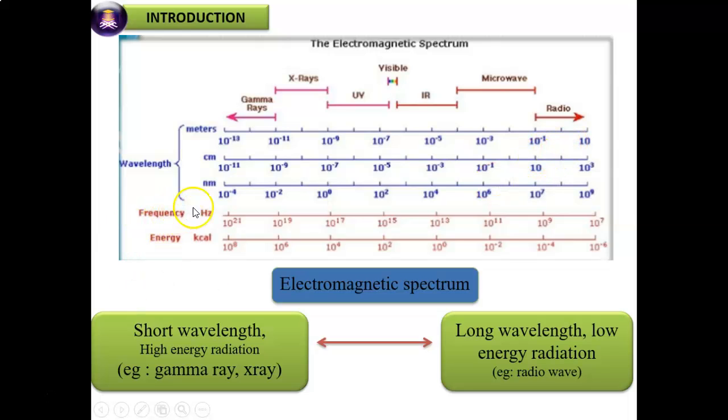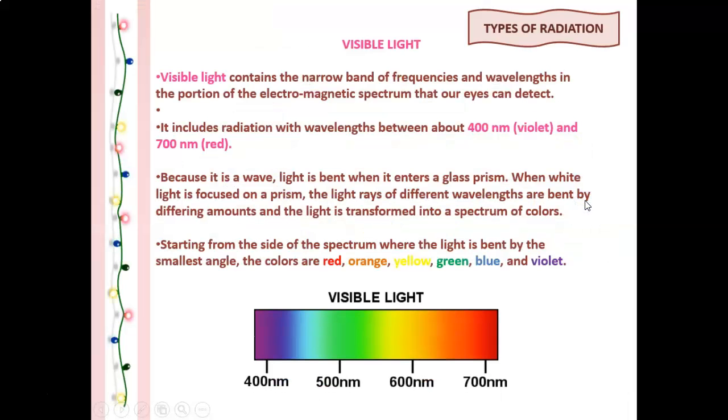Visible light. So visible light contains a narrow band of frequencies and wavelengths in the portion of the electromagnetic spectrum that our eye can detect. So it includes radiation with wavelength between about 400 nanometer, which is violet, and 700 nanometer, which is red. Because it is a wave, light is bent when it enters a glass prism. So when white light is focused on a prism, the light rays of different wavelengths are bent by differing amounts and the light is transformed into a spectrum of colors.